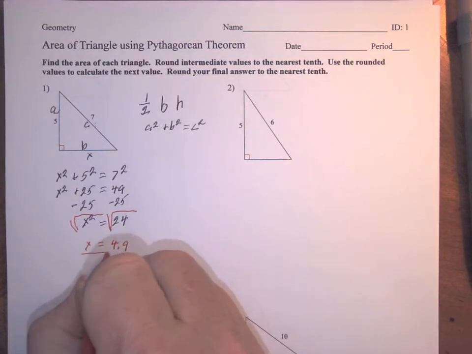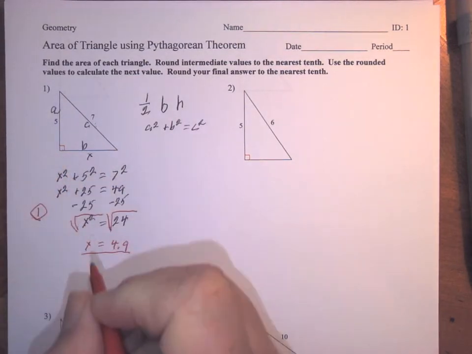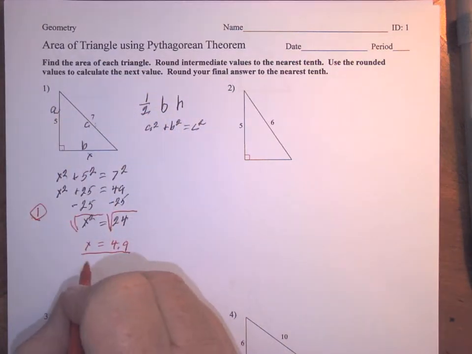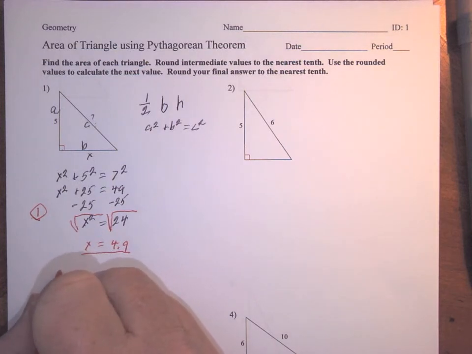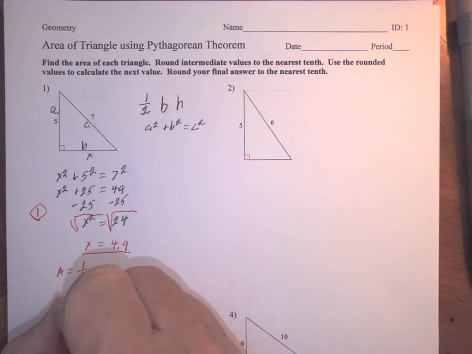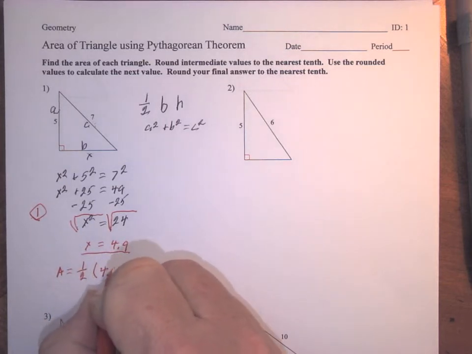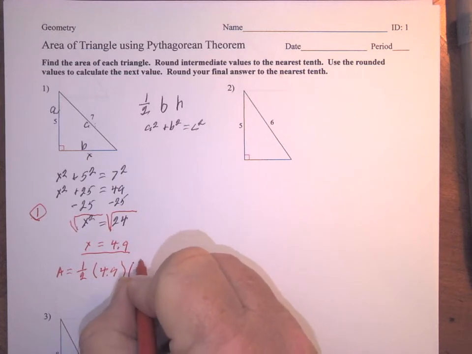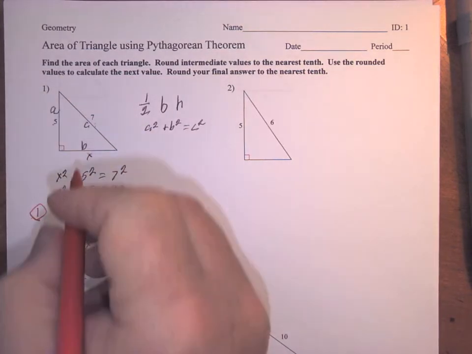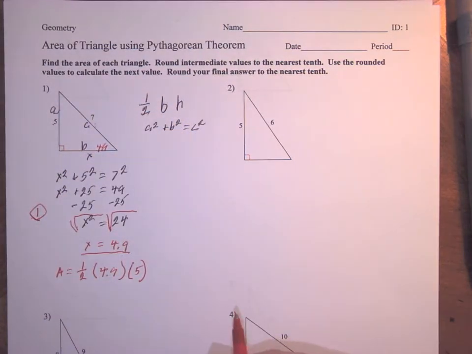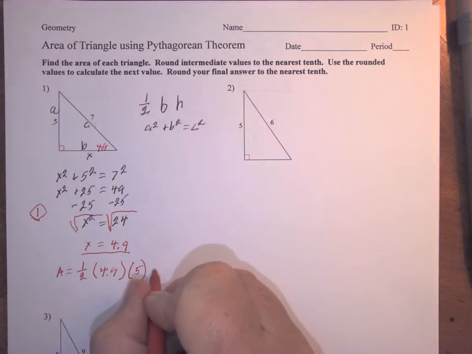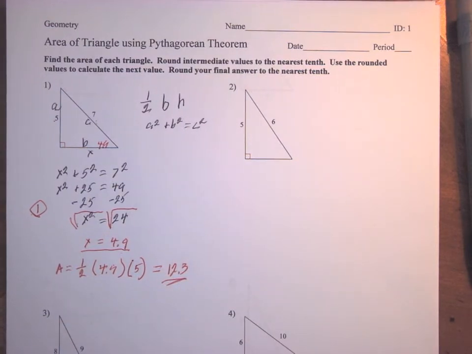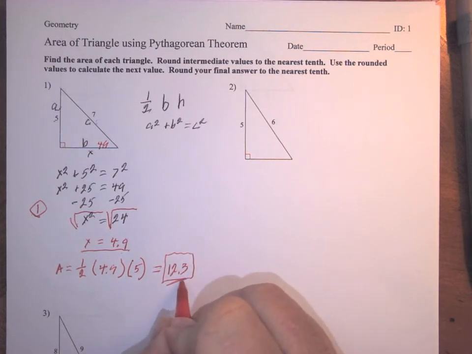And that is the first step. We have step 1, and now we know what b is, so we know the height and the base. So our formula for finding the area is equal to 1/2 times 4.9 times 5, because 5 was our height. 4.9 we calculated to be our base. And when you do the arithmetic there, you end up with a number equal to 12.3. And so the answer to the problem is 12.3. Because that is the area of the triangle.